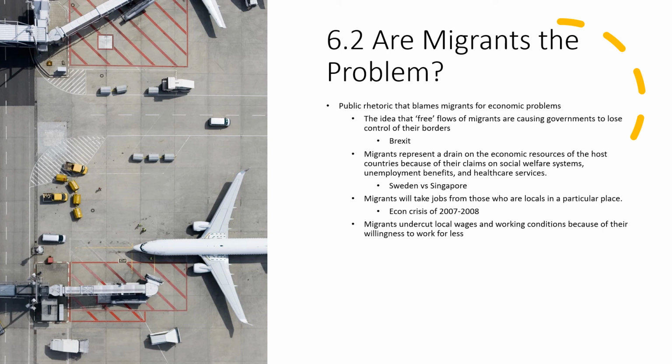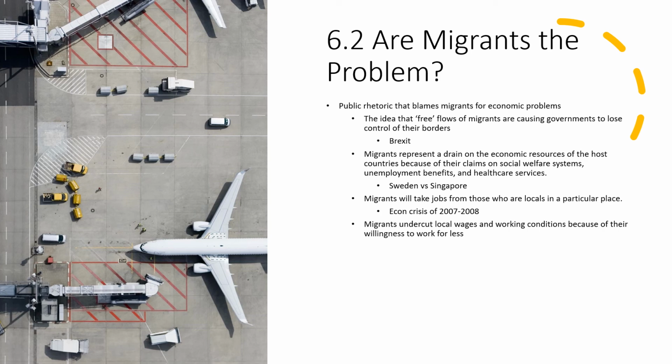The second one is migrants represent a drain on the economic resources of the host countries because of their claims on social welfare systems, unemployment benefits, and healthcare services. This actually depends on place-specific analysis. For example, in Sweden, generous welfare provisions and prohibitions on working mean that refugees do indeed draw significantly on the resources of the state. In Singapore, on the other hand, their migrant population have no access to the welfare benefits of being a citizen, so it has very little impact on state expenditures.